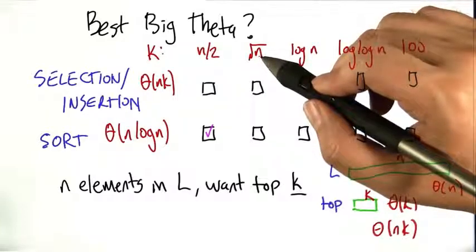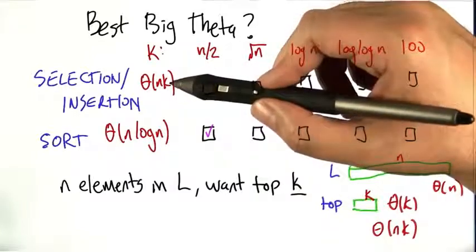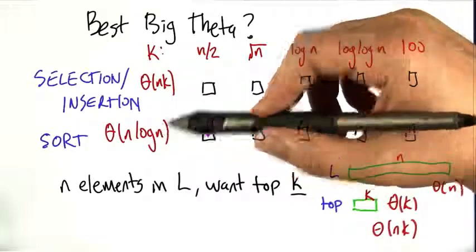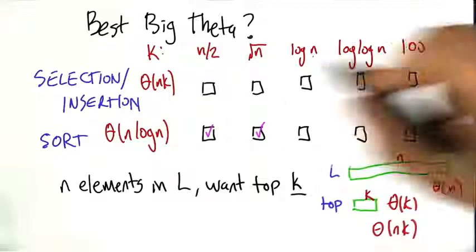Square root of n, we're comparing n log n to n times the square root of n, which is n to the 3/2. N to the 3/2 is asymptotically larger than n log n, so we're still better off just sorting the whole list. Let's go to the other side of the spectrum.